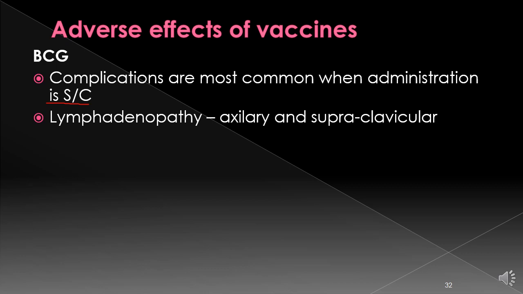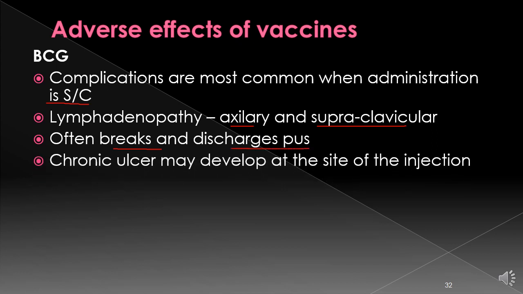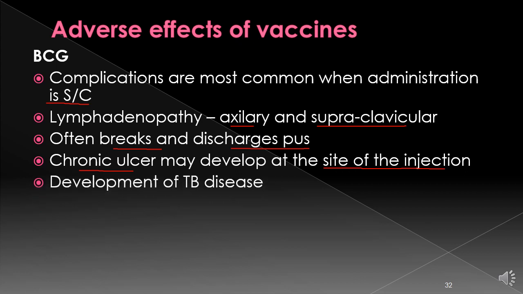So a child may have lymphadenopathy, that is swelling of the lymph nodes, and it is usually the axillary and the supraclavicular lymph nodes. And sometimes this lymphadenopathy may develop what we call a cold abscess, and this abscess may break and discharge pus. Sometimes also a child may develop a chronic ulcer at the site of the injection. If any of these things happen, then there is what you should do.